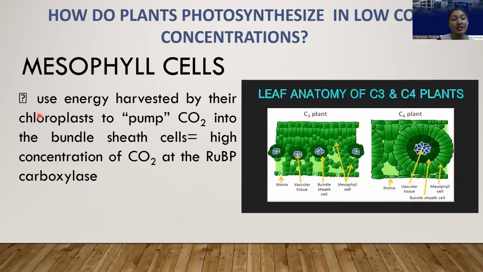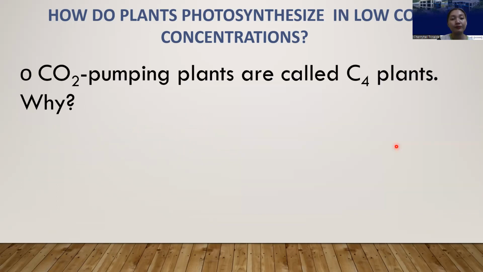So the mesophyll cells use energy harvested by their chloroplasts to pump carbon dioxide into the bundle sheath cells, so that the concentration of carbon dioxide becomes high around your RuBP carboxylase. Meaning, if the concentration of carbon dioxide is higher compared to oxygen, your rubisco will not get confused and will take the carbon dioxide, right? Osmosis, diffusion, right?